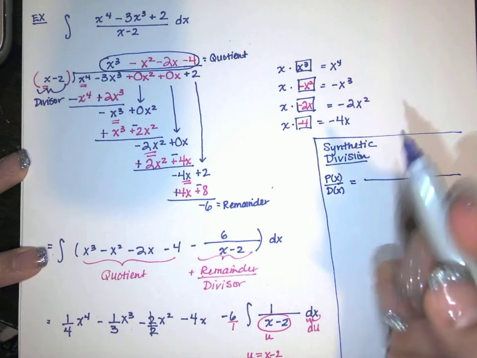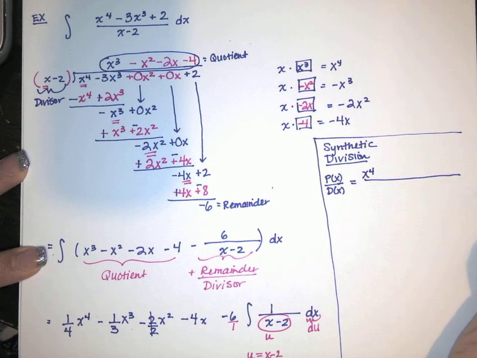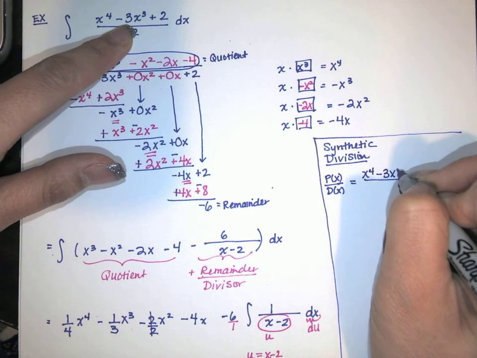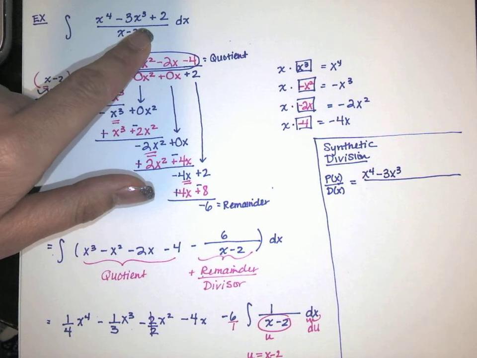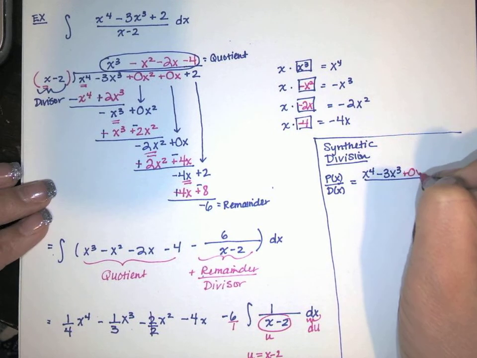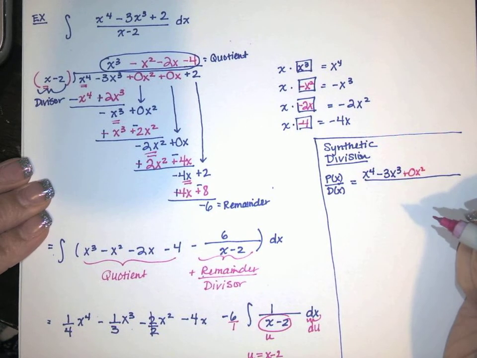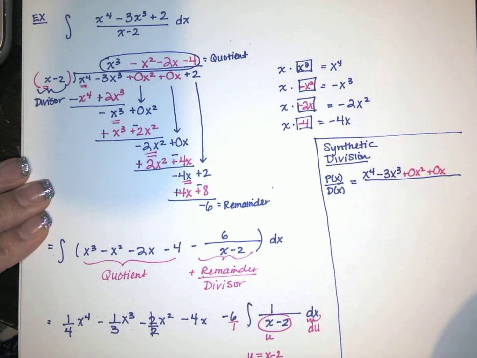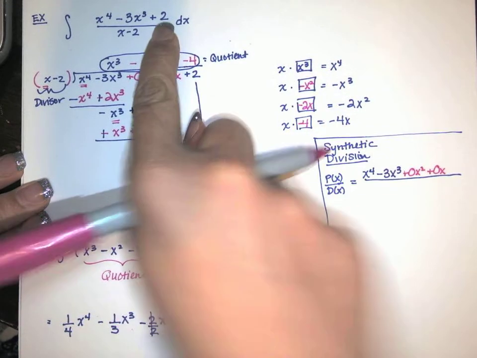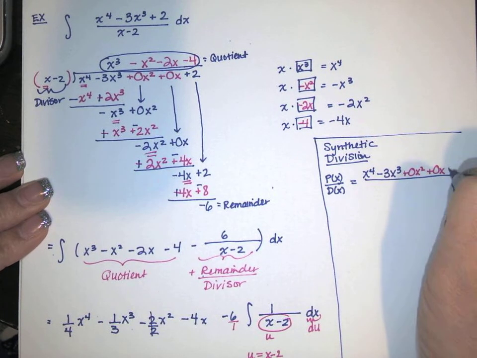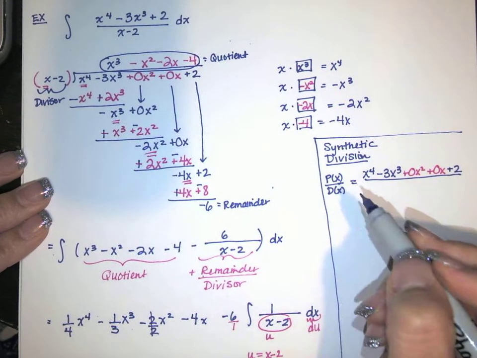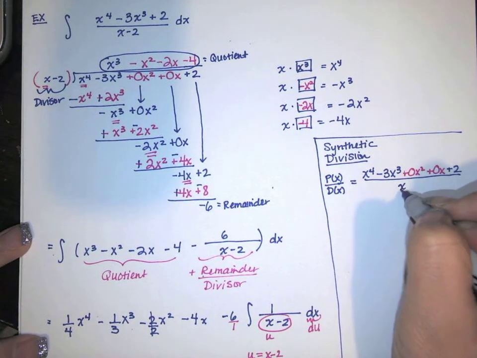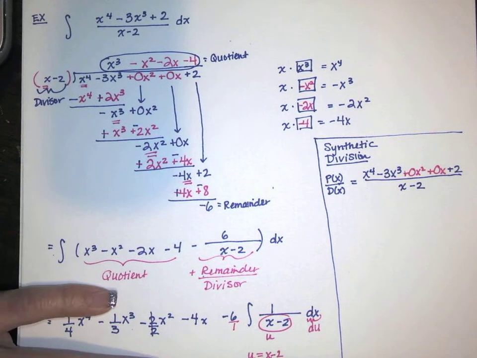So I've got an x to the 4th. And I need an x cubed term, and I have one, so I'll write that down. And I need an x squared term. I don't have one, so I need to write a 0x squared in. I need an x term. I don't have one, so I add a 0x in. And then the constant term is a 2, so we're good there. And we would do the same thing with the divisor, but there are no missing powers of x. That's an x to the 1st. So I'm just going to write x minus 2 there.